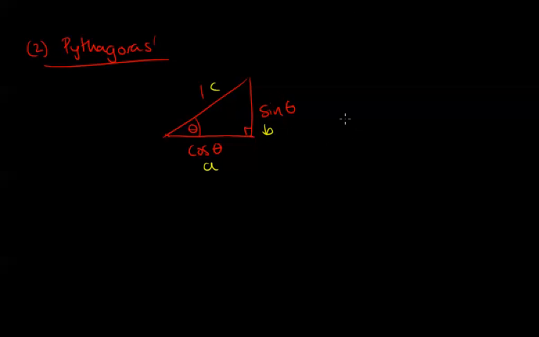If we take this side, which is cos theta, and square it, cos theta squared, and add this side squared, so sine theta squared, we should get the hypotenuse squared, which is 1 squared. Well, 1 squared is just 1, isn't it? So what rule do we have? We have cos squared theta plus sine squared theta equals 1.